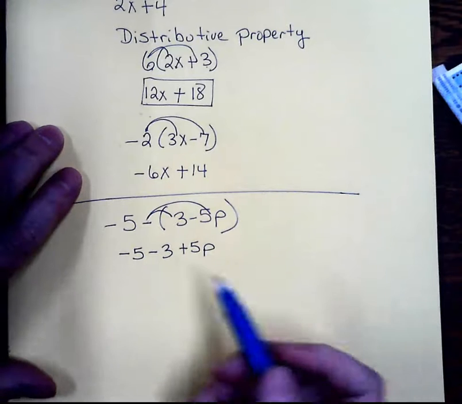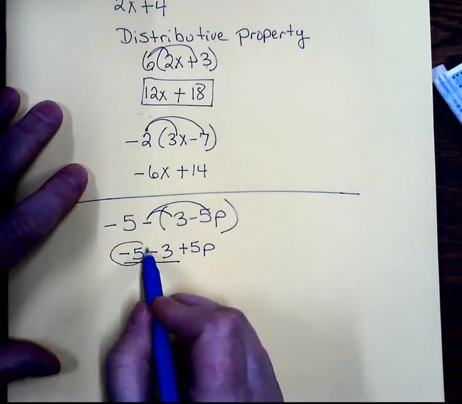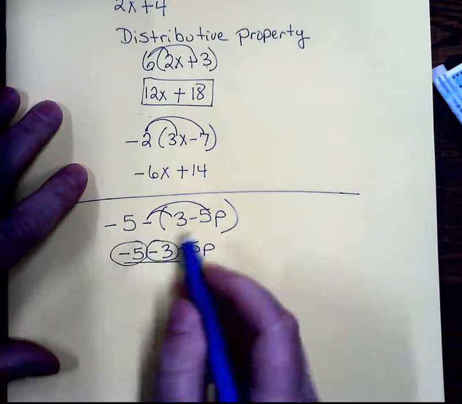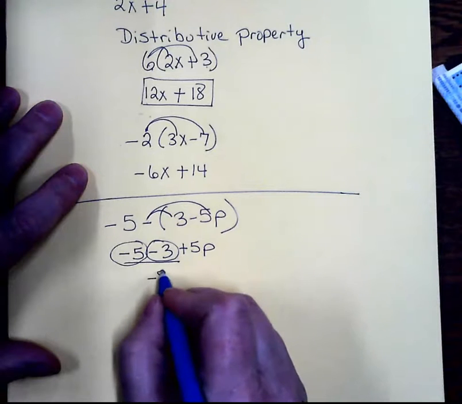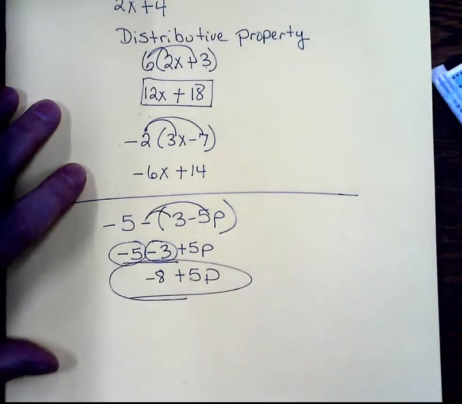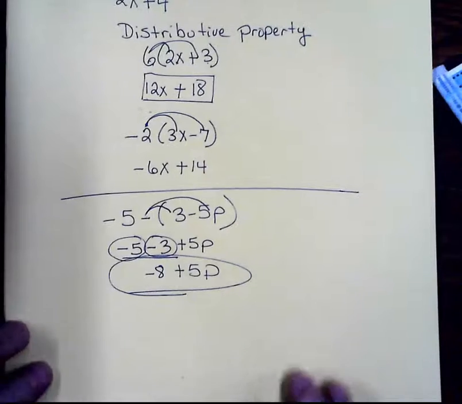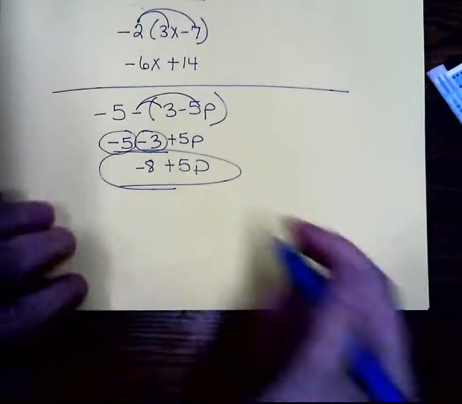Now I can combine like terms. What's a negative 5 and a negative 3? A negative 8 plus 5p. And you have correctly and successfully distributed your negative. Let's do another.